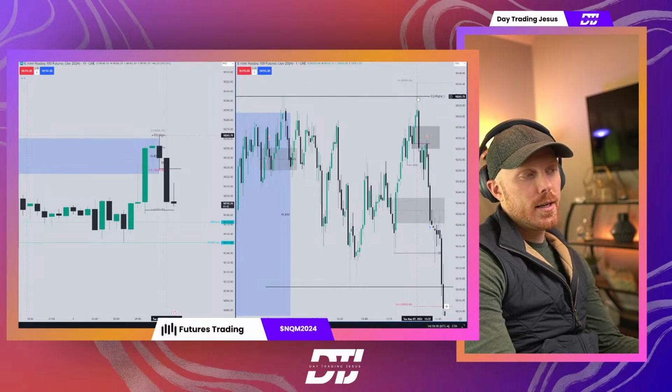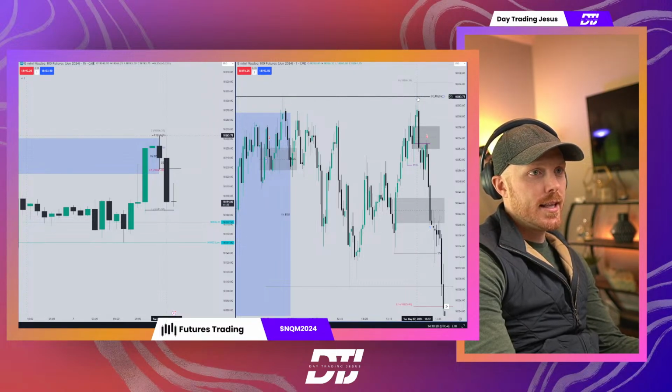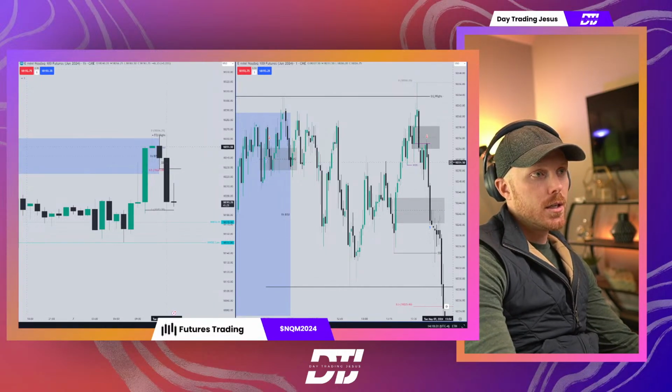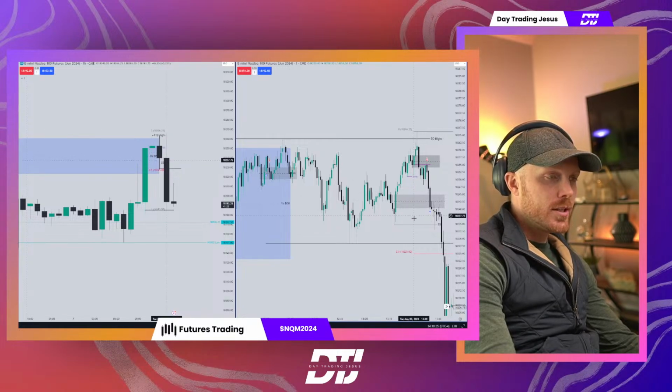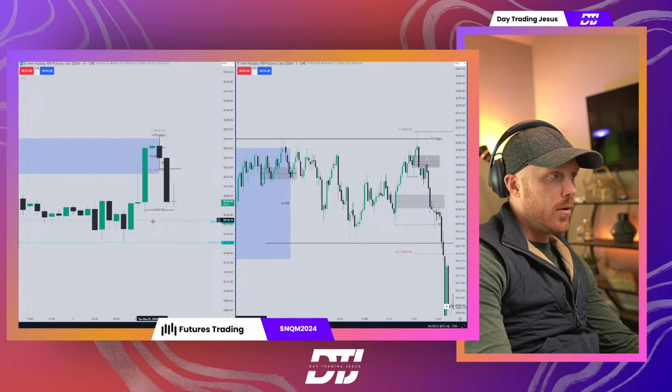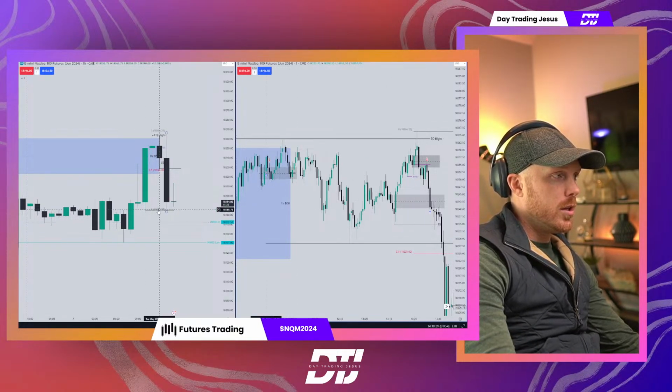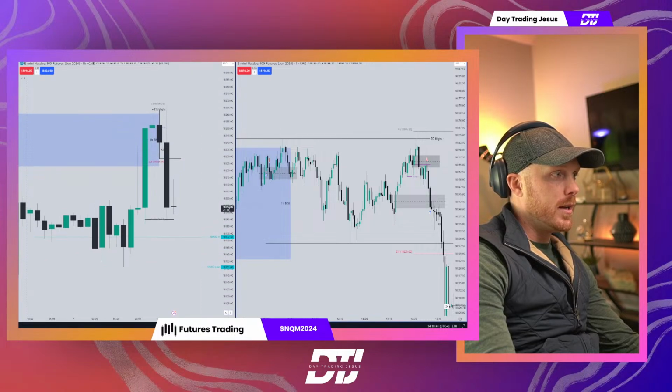Why does it do that? It's because it's there to generate liquidity. It wants to generate liquidity, and then it moves to the opposing liquidity. Sometimes it's imbalances, other times it's liquidity. So what I mean by that, look at this right here. Look at the 5 minute, it's a better example.